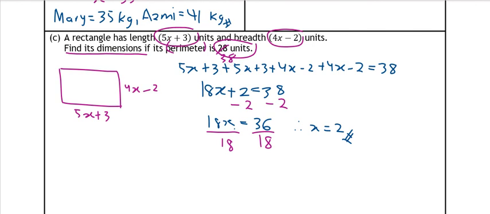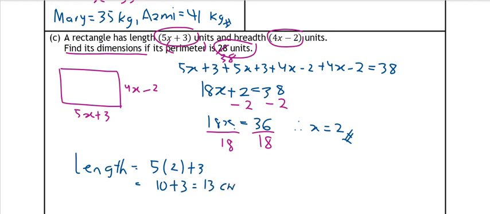The first one is for the length. For the length, it is 5x, which means 5 times 2 plus 3. So it will be 10 plus 3. So it is 13 centimeters. So that's for your first question. Okay, first part. And then let's find the breadth.